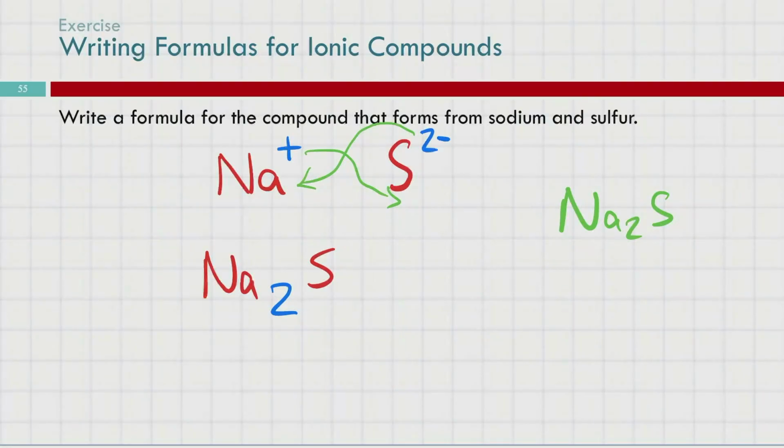Questions? Yes? So when you crisscross it, turn it into a positive, -2? The subscripts that we use, we toss out the positive negative. We're just using the number part.